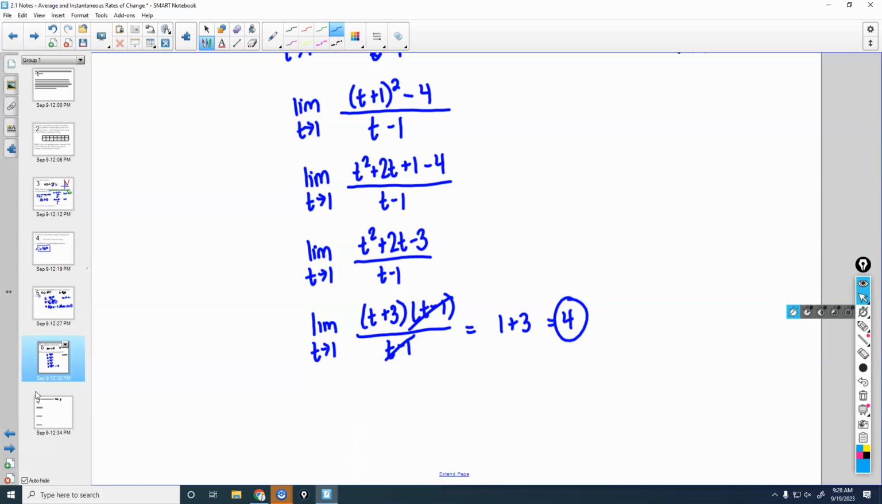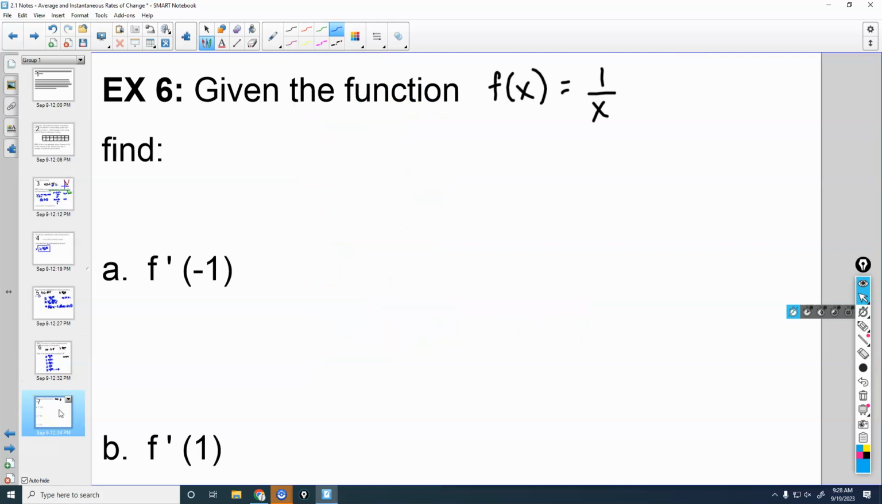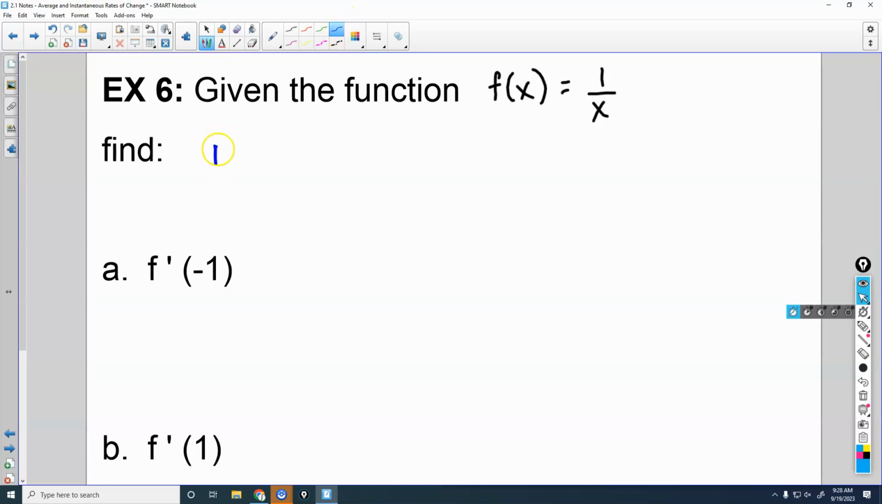Questions? Okay. So here's some notation we have not seen yet. F with this little tick mark behind it, parentheses, -1. So let's make ourselves a note on notation right here first before we try the problem.